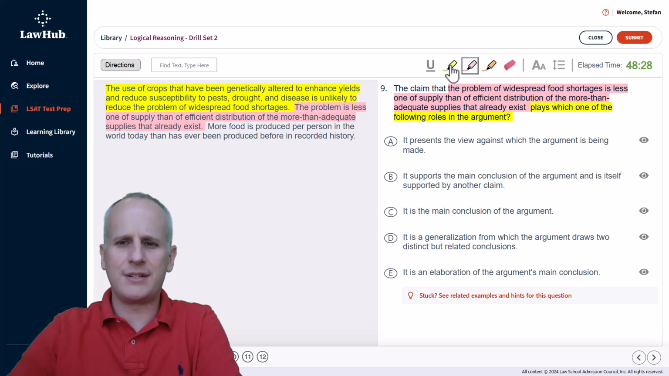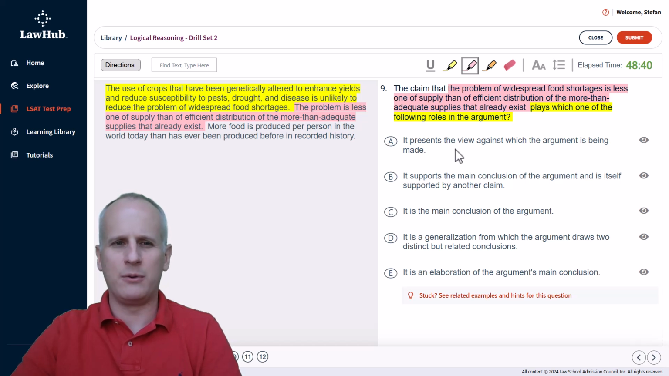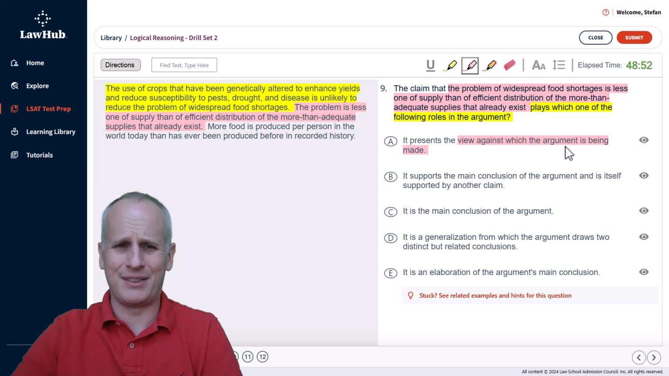So, starting with choice A, and it really doesn't matter for elimination purposes whether you go back to the yellow or the pink. If you're not being specific in contrasting colors, you probably can just use any color, especially in the answer choices when you're not dealing with an accept task. But for choice A, it presents the view against which the argument is being made. Well, there is no view against which the argument is being made. It's some word salad, but there's no alternative presented. So we can eliminate choice A.